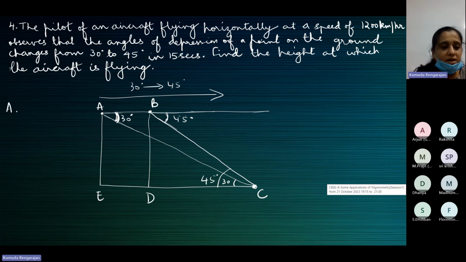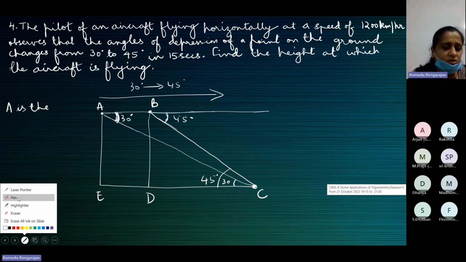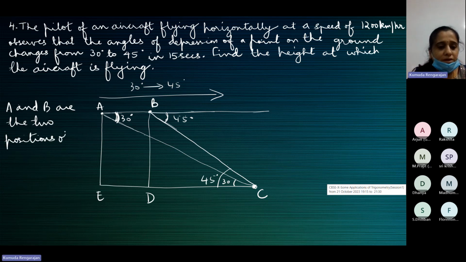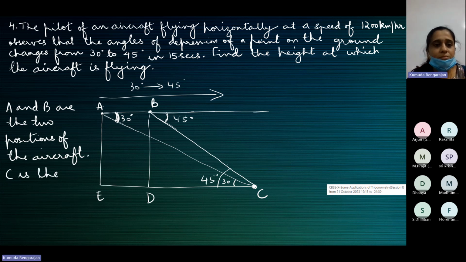So A and B, A is the first position. Or you can just say A and B are the two positions of the plane, of the aircraft. C is the object. What is it called here? Point on the ground. C is the point observed.